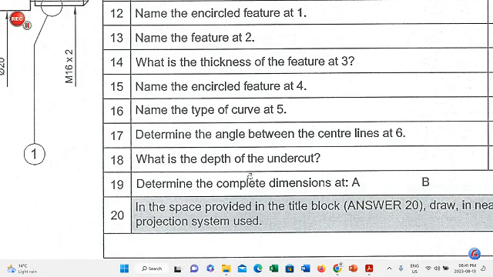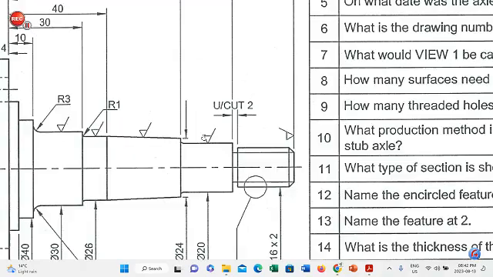Question number 18. What is the depth of the undercut? Learners, if you scan, you will find there is an abbreviation of U-cut, and that is your undercut, referring to this distance between there and that, which you will find is 2 millimeters.